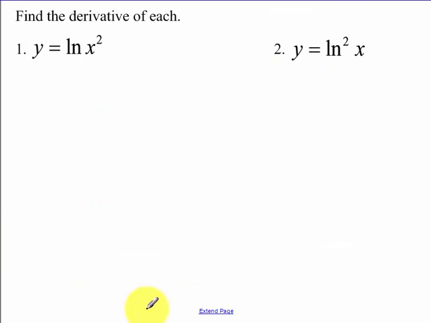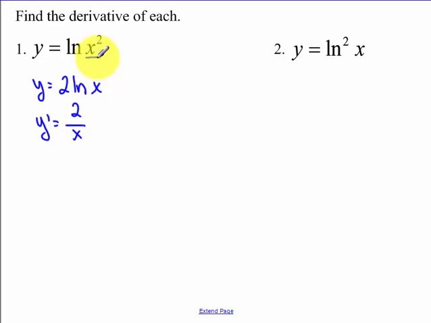Okay, finding the derivative of each one of these. Now, finding the derivative, sometimes you want to use your log rules to simplify this. If you have the inside piece of the logarithm, where you can bring down the 2, now that's a much easier derivative. My derivative now is just 2 over x, because the derivative of ln of x is 1 over x.